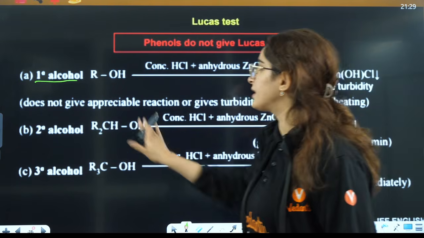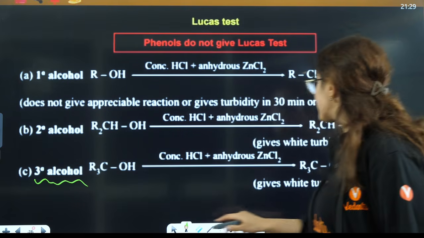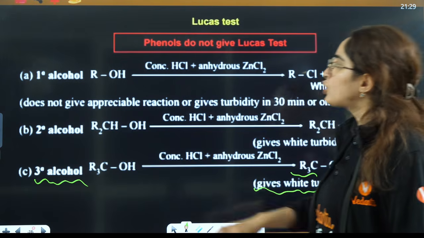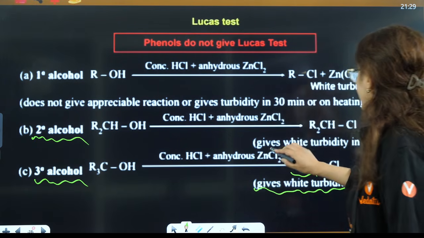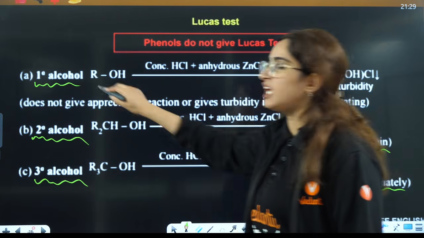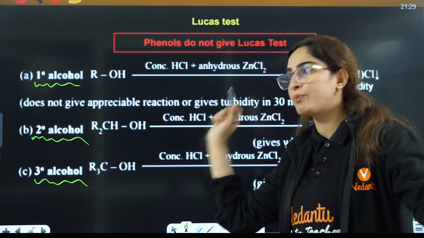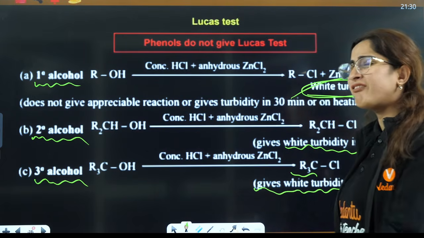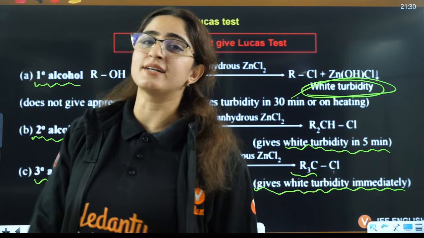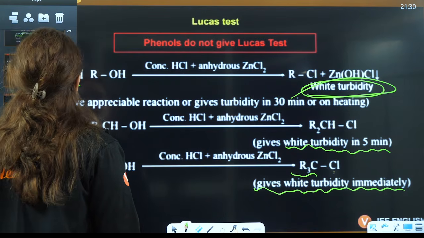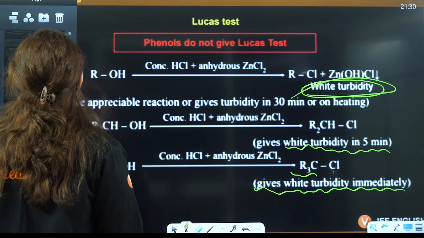Firstly, I will start with 3 degree. 3 degree alcohol will react very fast and gives white turbidity immediately. 2 degree alcohol will give turbidity after 5 minutes, and 1 degree alcohol will give white turbidity only after prolonged heating, after 30, 40, 50 minutes. So it is very poor towards this reaction. Okay, got it?